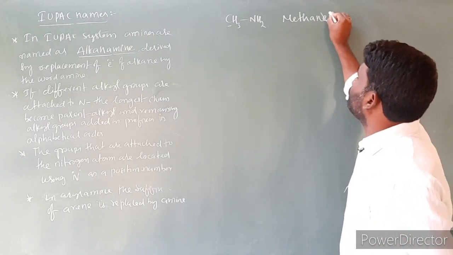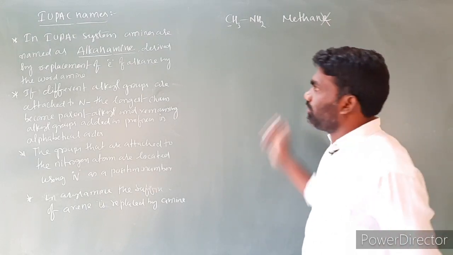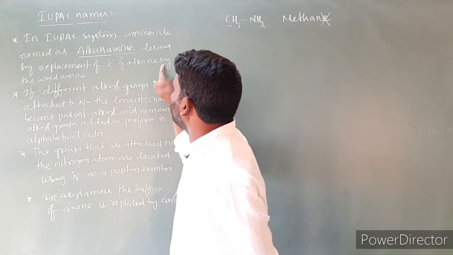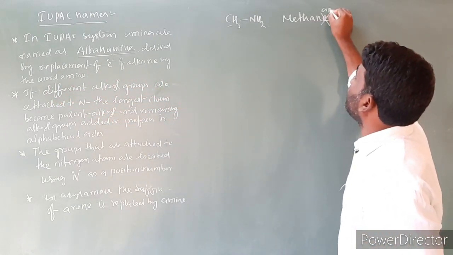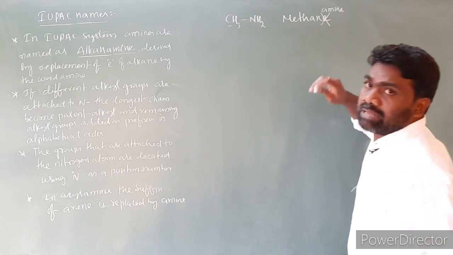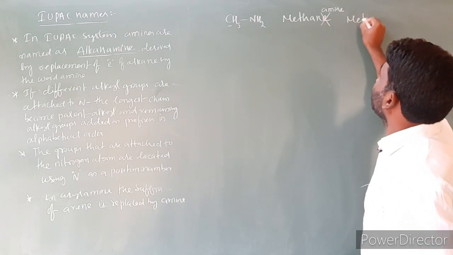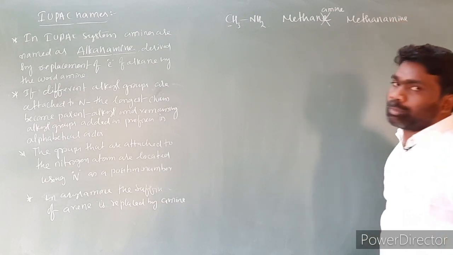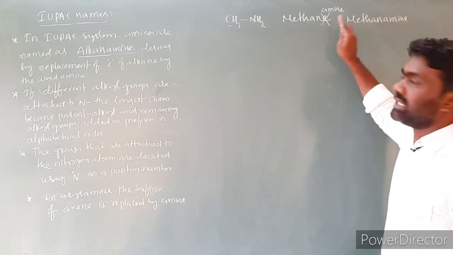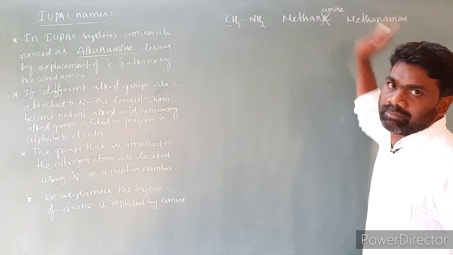Then we have to remove the E, and in the place of E we have to write amine. The name of this compound is methanamine. So we have to pronounce it as methanamine. Simply, E is replaced by amine.